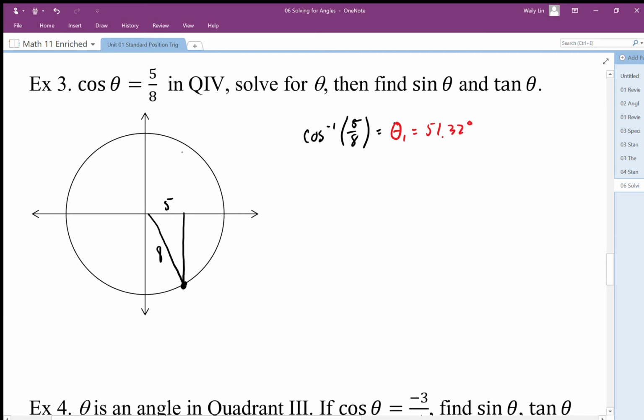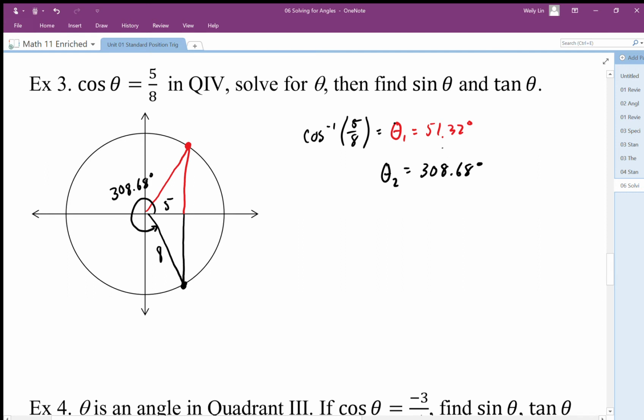It is in the wrong position. It's in the wrong quadrant. It's over here. That's not the one I want. So I need to use my symmetry then to be able to find the correct angle. So theta 2 is the angle that I want. Theta 2, I'm going to measure it in this direction. And because of the symmetry, instead of going forwards this much, I'm going to go backwards from 360. So I'm going to do 360 minus theta 1, which gives me 308.68 degrees. Okay, so there's my theta 2, which is the angle that I'm looking for in quadrant 4.